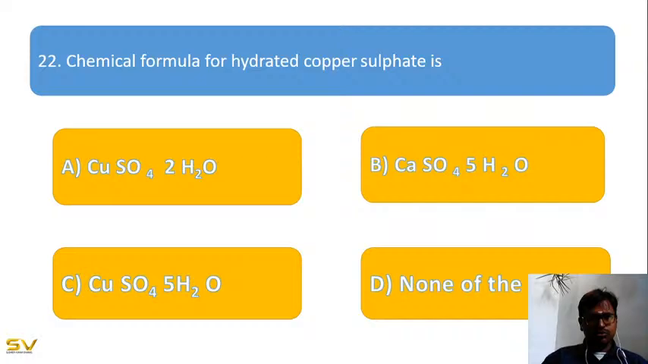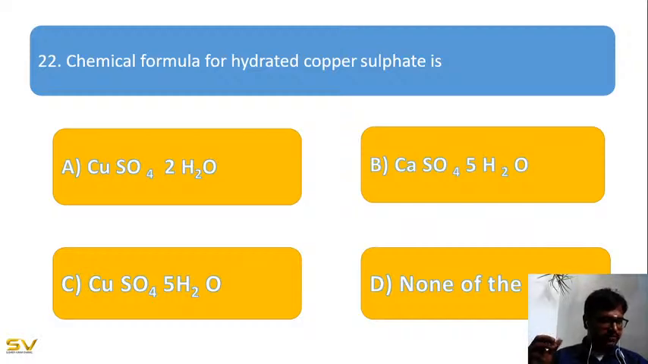CuSO4·2H2O, CaSO4·5H2O, CuSO4·5H2O, none of the above. So hydrated copper sulfate. You will find two options to check because it is copper. If you know the formula for copper sulfate, then you will find it. So Aisha, option C, very good. And then option A, Amruta, I think she answered it first.